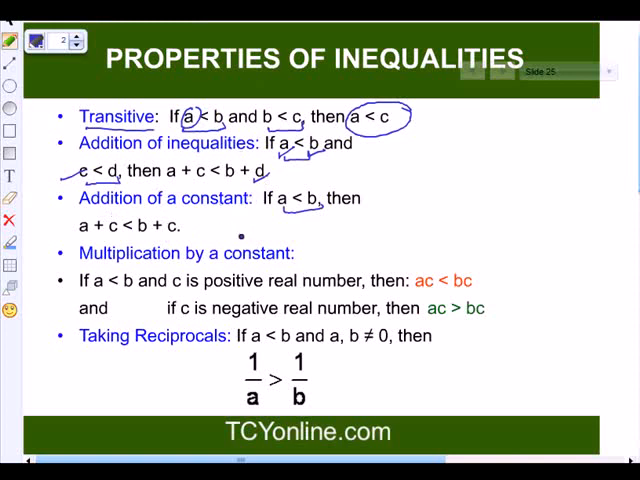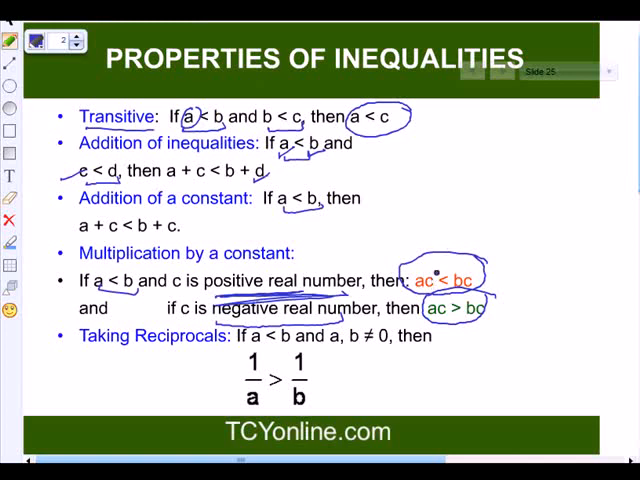Then we have multiplication by a constant. If given that A is less than B and C is some positive real number, then A times C will be less than B times C. Similarly, if C is given as some negative real number, then A times C will be greater than B times C.